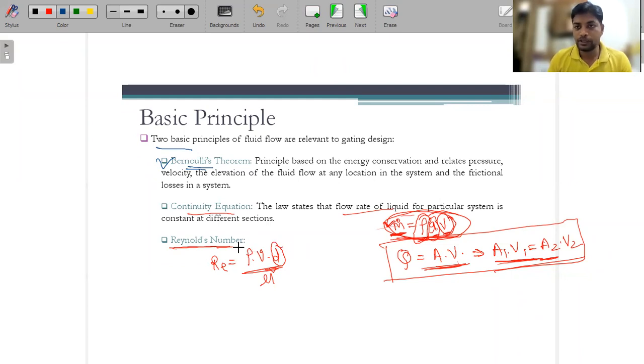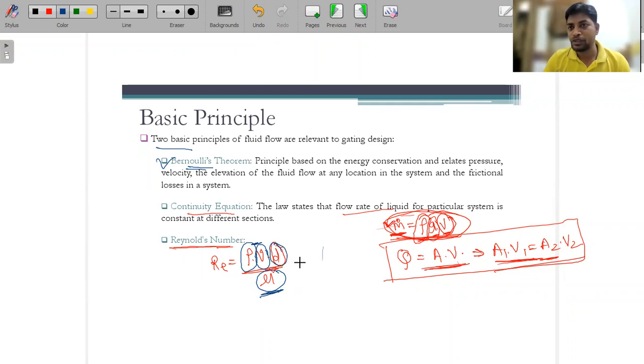Here I will brief you: rho is basically the density, d is diameter, v is velocity of the fluid, and mu is the viscosity. But there are two types of viscosity: dynamic viscosity and kinematic viscosity. So this is the dynamic viscosity. Here the d is basically the diameter.